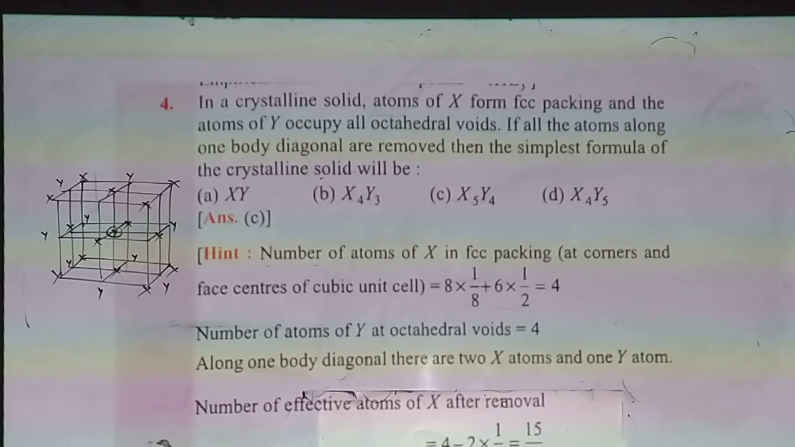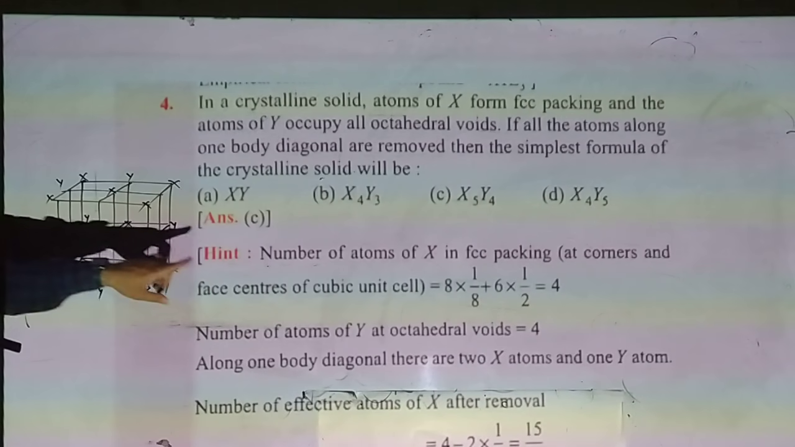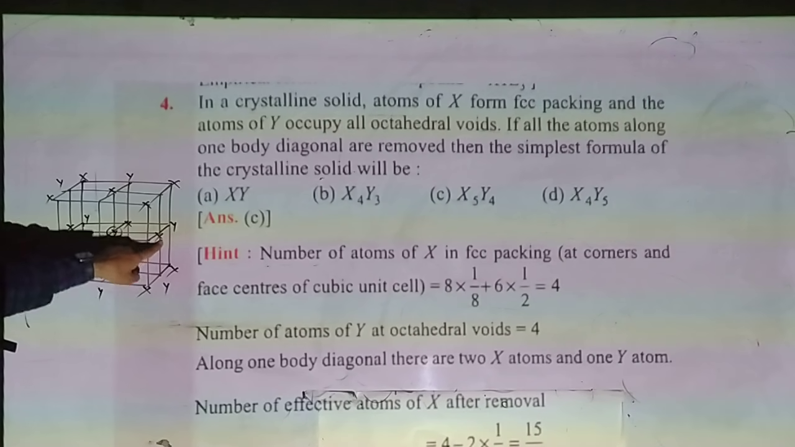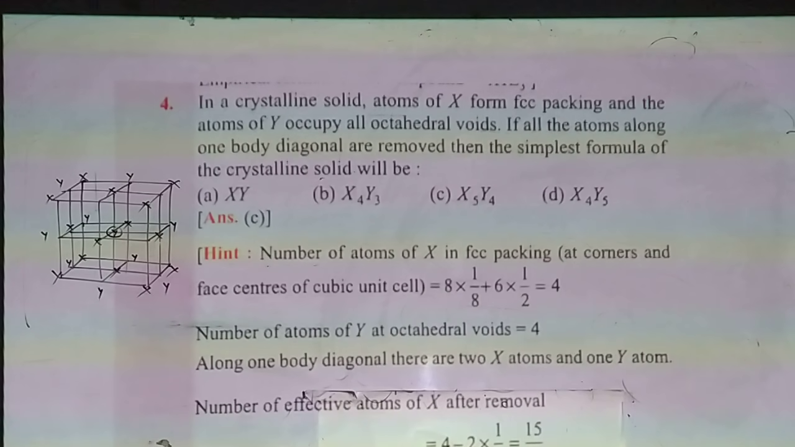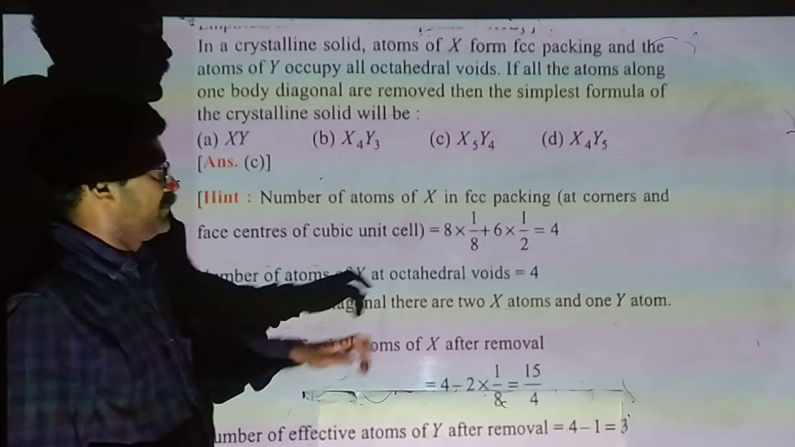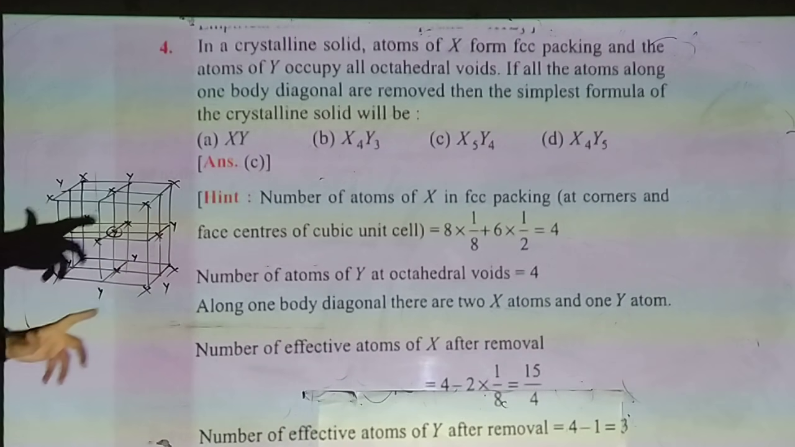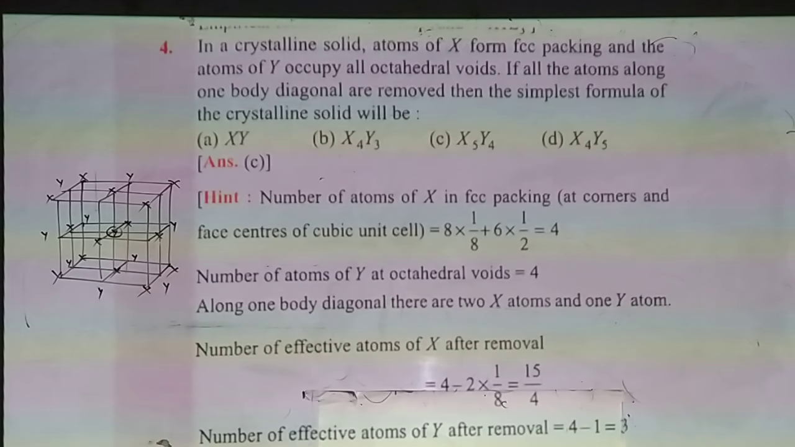Hint: the number of atoms of X in FCC packing at corner and face center. First we count X. 8 corners, so 8 into 1 by 8 is 1, and 1 by 2 on the faces, 6 times is 3. 3 plus 1 is 4. The number of atoms of Y in octahedral voids is 4. The number of octahedral voids equals the number of atoms forming the crystal, so it is 4. Along one body diagonal there are 2 X atoms and 1 Y that will be removed.